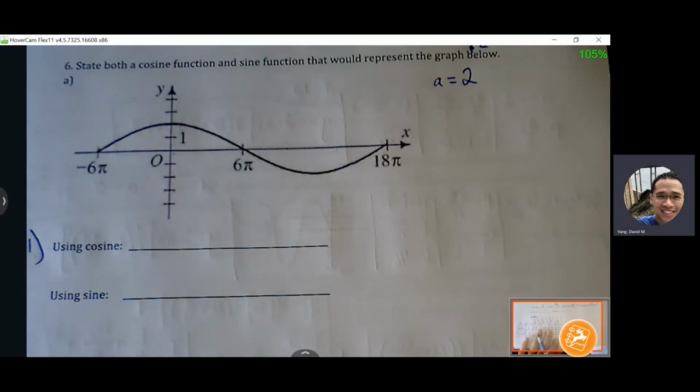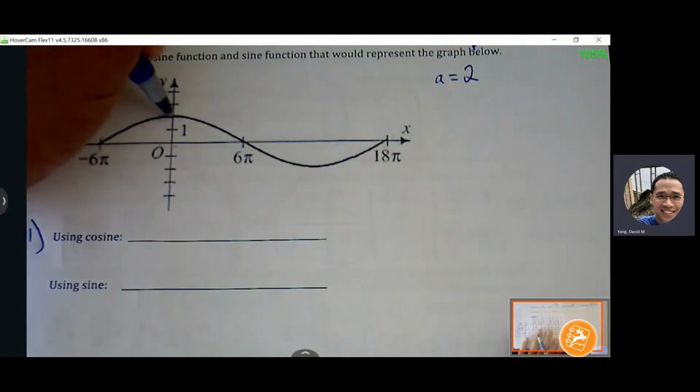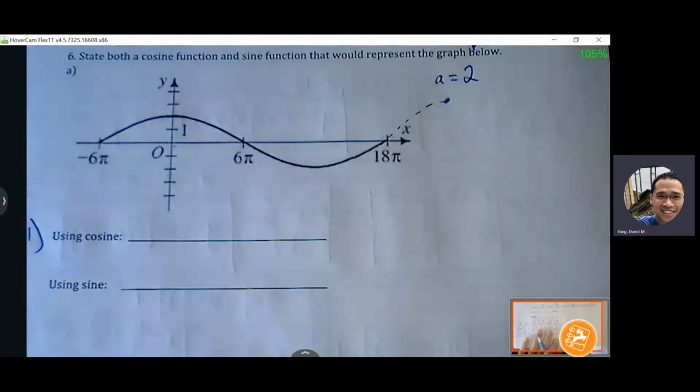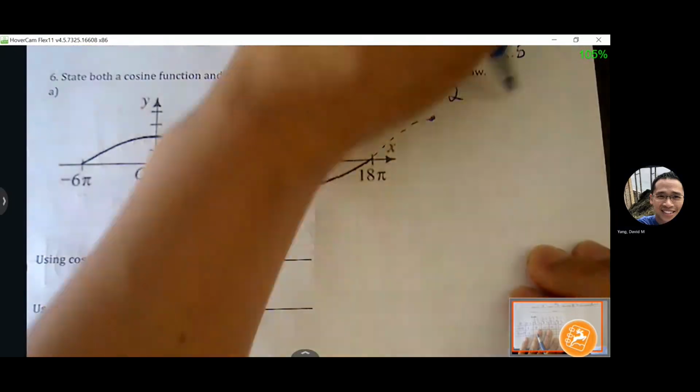So let's back up a little bit, right? Because I know we started here, but what if we imagine that we started over here? Then how long will it take for it to get back to the starting point? 24 pi, right? Because from negative 6 pi to 0, that's a distance of 6 pi. From 0 to 18, that's 18. 18 plus 6 is 24. Or we could follow the path of this and reach its conclusion and recognize that's 24 as well.